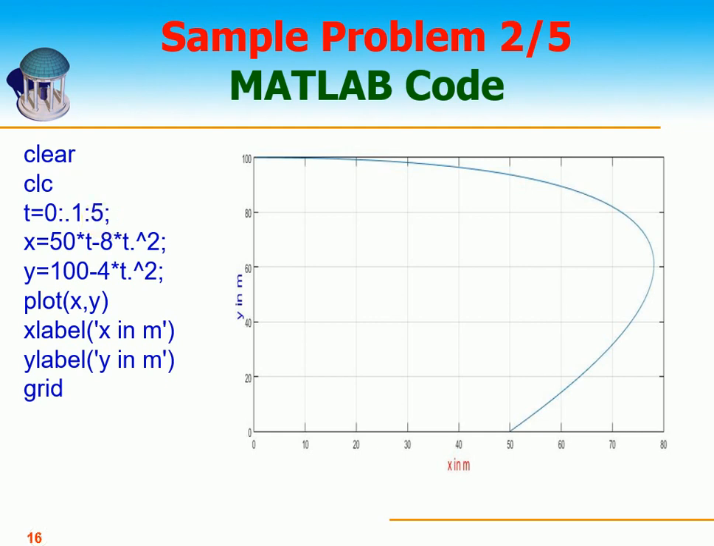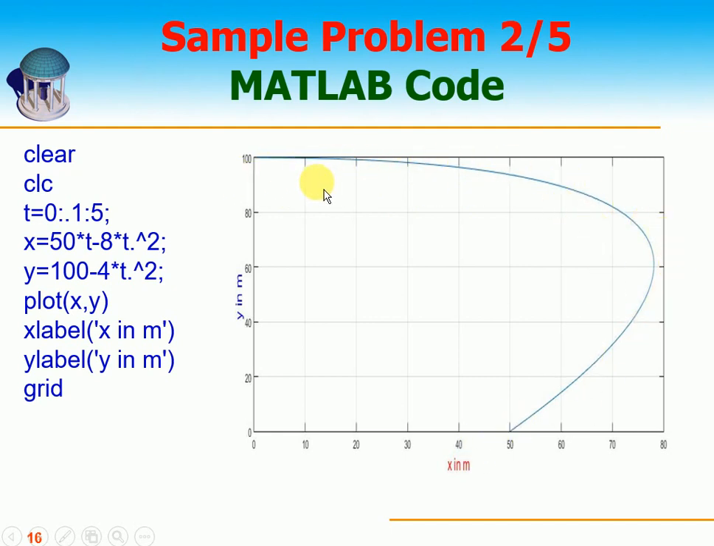So x is equal to 50t minus 8t square. Please, we are taking the square of the individual variable, so it should be dot hat. Similarly, y is 100 minus 40 t square, and we give the command plot x comma y, and xlabel, the label x in meters, and ylabel, y in meters. The grid command is the new command used in this code, to show you the grid, where squares are coming. This will help you to read, and you see the same graph is obtained as shown in your book.